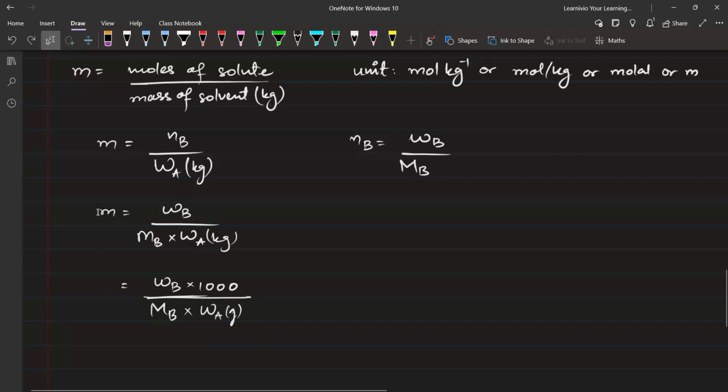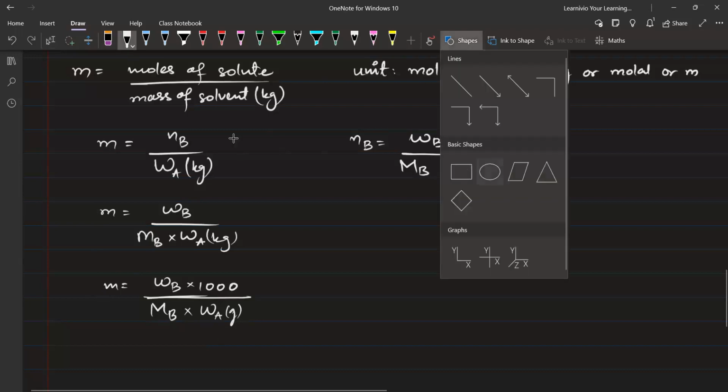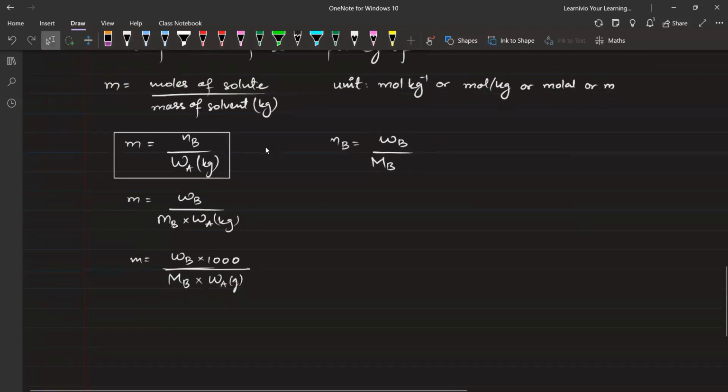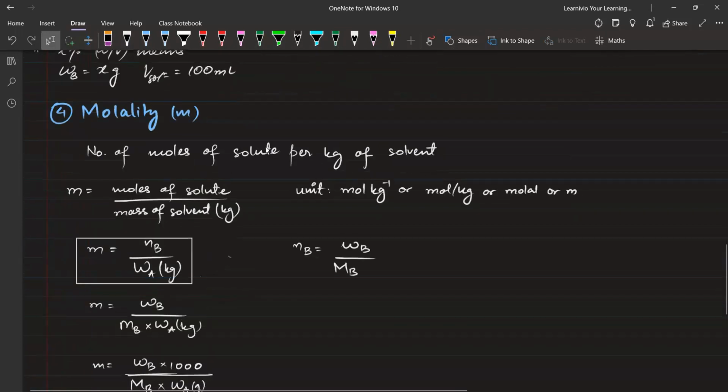Now obviously I can write all of these, but I would always suggest using this particular formula. Calculate the moles separately and then divide by the mass of solvent in kg to keep things simple, right? And not memorize too many formulas. You can write this down. Let me know once you are done.